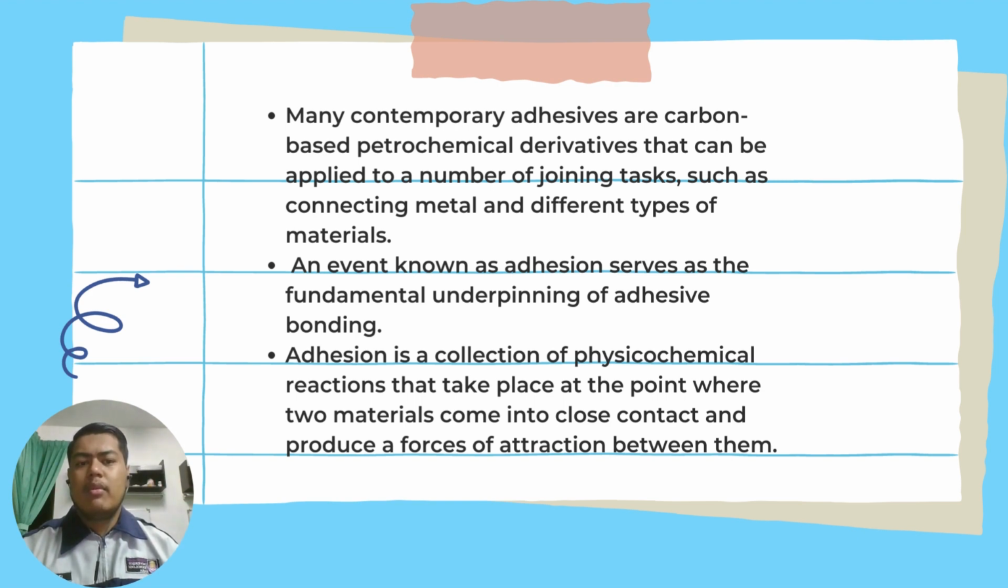Fiberglass and fiber epoxies like boron and carbon epoxy are among the composite applications that are frequently bonded employing adhesive. Modern adhesive, of which plywood is a typical and well-known example, can also be used to attach structural elements due to their shear strength and durability. Adhesion is a fundamental underpinning of adhesive bonding. Adhesion is a collection of physicochemical reactions that take place at the point where two materials come into close contact and produce forces of attraction between them. The force needed to separate two attached atoms along a contact is known as the adhesion strength.